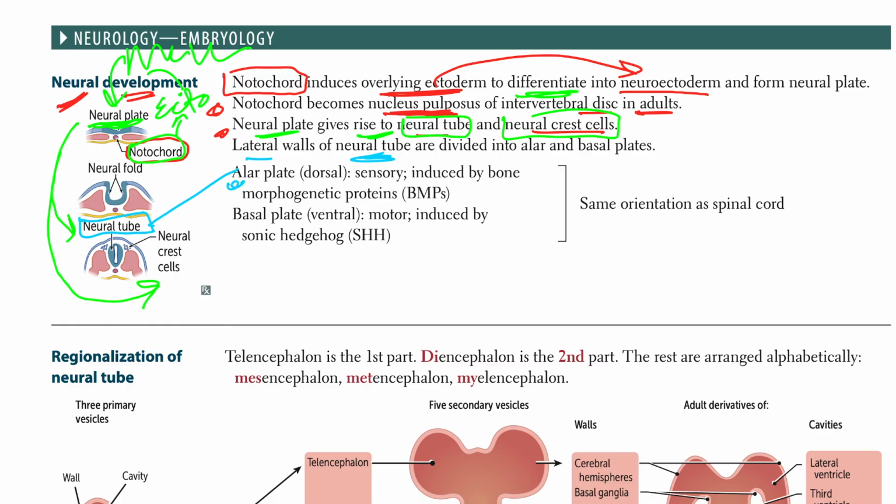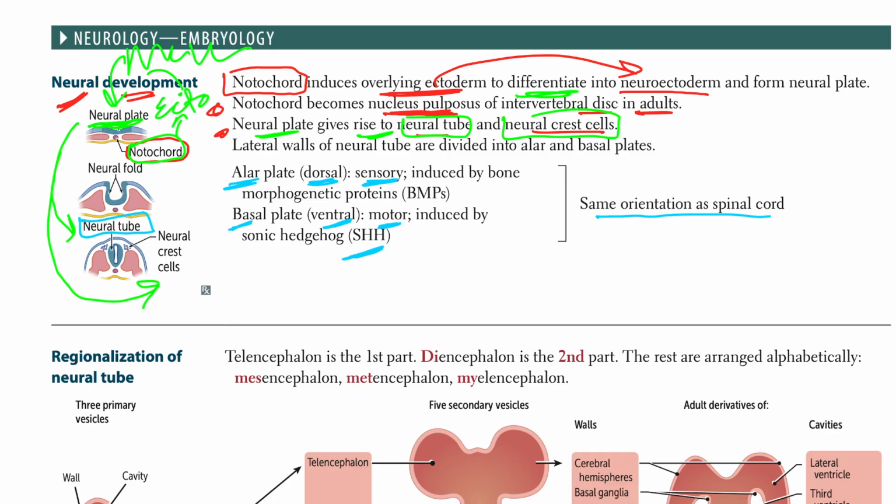so alar plates, which are dorsal, they form sensory. They're induced by bone morphogenetic proteins, BMPs, and the basal plates, which are ventral, they are motor. So let's just look at this as well. So you have the alar, which are dorsal, but they're sensory. Basal, which are ventral, which are motor, which is induced by Sonic hedgehog, SHH. Okay, it is the same orientation as the spinal cord.